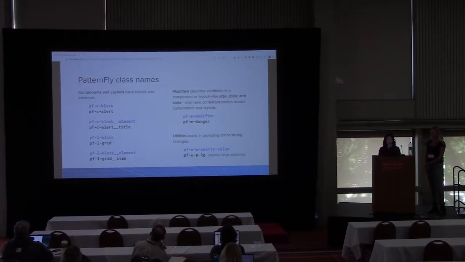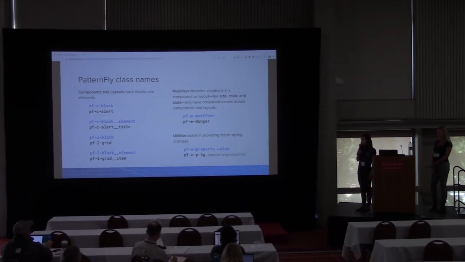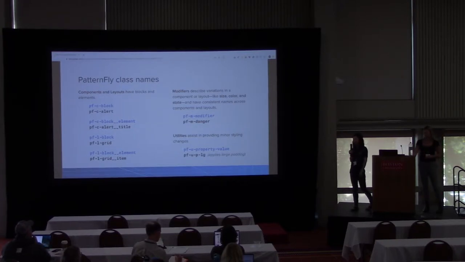PatternFly does not follow BEM strictly. It borrows some aspects of BEM, and I'll show you here some examples of the class names that we have. The class names on the left are examples of class names that we use for components and layouts. All of our class names start with pf. This is so that when you're looking at the classes in your application, it's easy to identify which classes come from PatternFly. Then the component class names start after the pf with a dash c, so that you can easily identify which class names belong to components.